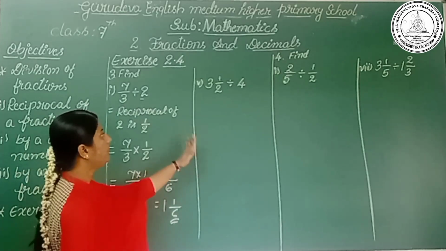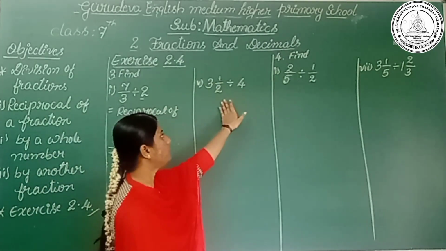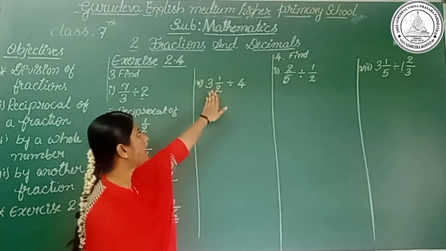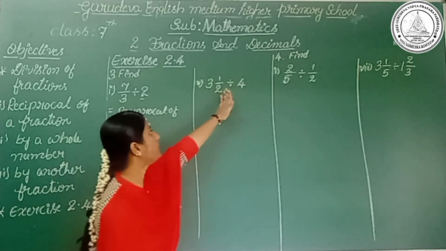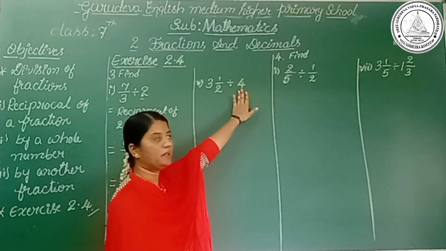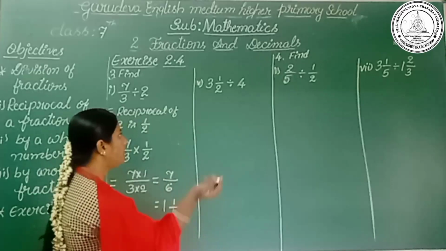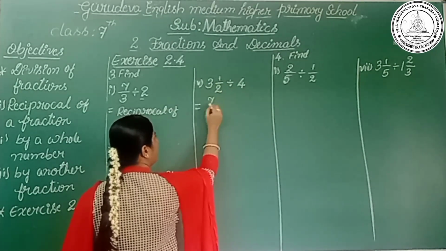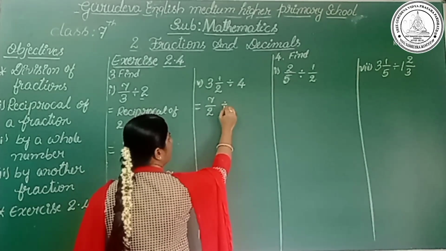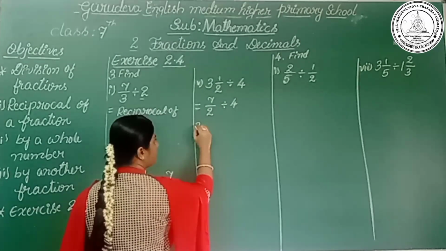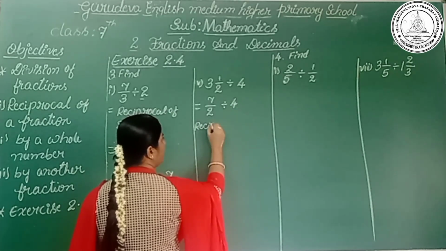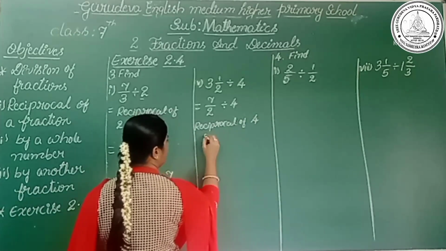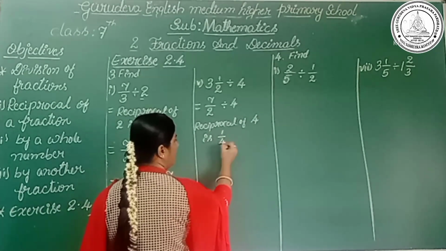Okay. Then the fifth question is 3 whole 1 by 2 divided by 4. So here they have given a mixed fraction. So first we have to convert this into an improper fraction and we have to take the reciprocal of the number 4. Okay. Then let's convert here, which is equal to 2 threes are 6, 6 plus 1, 7 by 2, divided by 4. Now you take the reciprocal. The reciprocal of 4 is 1 by 4.